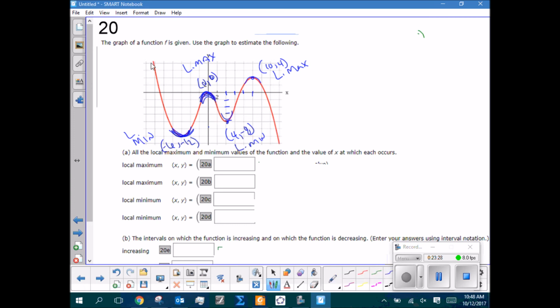However, if we would do this, if we make that a point and make that a point and say we've cut our graph off, this would be a global max.